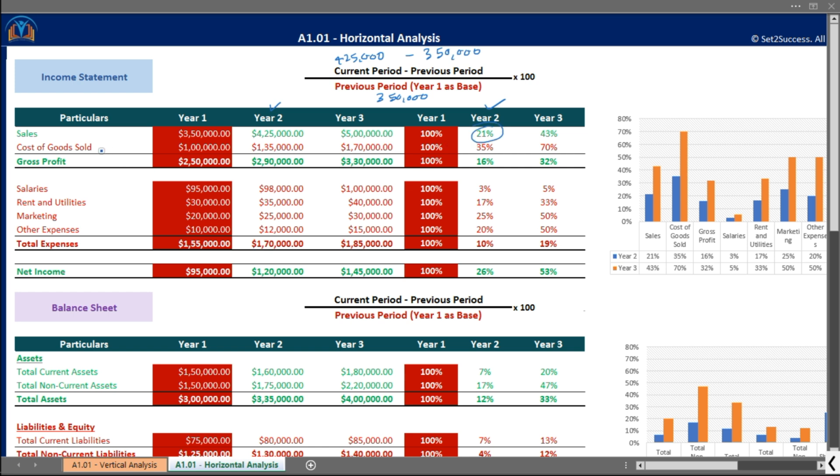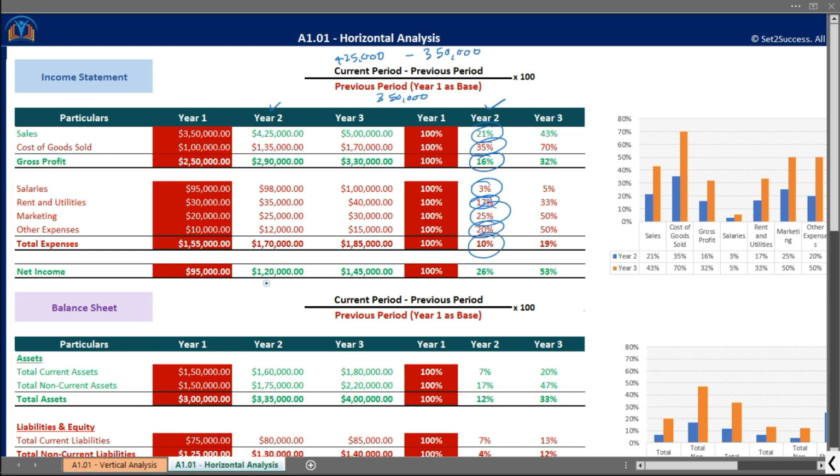Likewise, for the cost of goods sold it is 135,000 minus 100,000 by 100,000, which gives 35%. For year 2 gross profit, we have 290,000 minus 250,000 by 250,000, which gives 16%. For salaries, we have 98,000 minus 95,000 by 95,000, which gives 3%. Then 35,000 minus 30,000 by 30,000 is 17%. 25,000 minus 20,000 by 20,000 is 25%. 12,000 minus 10,000 by 10,000 is 20%. And 170,000 minus 150,000 by 150,000 is 10%.